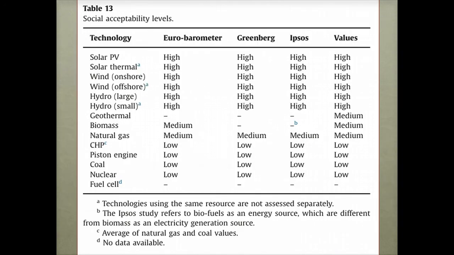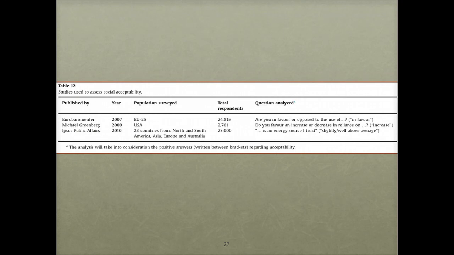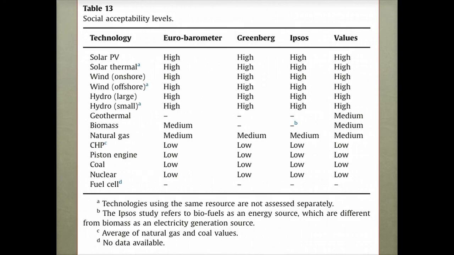The third social sustainability indicator is social acceptability, and the results shown here are based on 3 studies, which are shown here with information about the year published, the population surveyed, total respondents, and the questions the respondents had to answer. Maxim then converted these qualitative descriptions into quantitative scores for the final assessment.